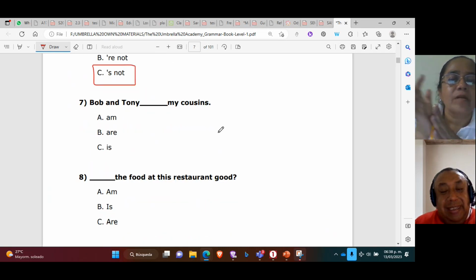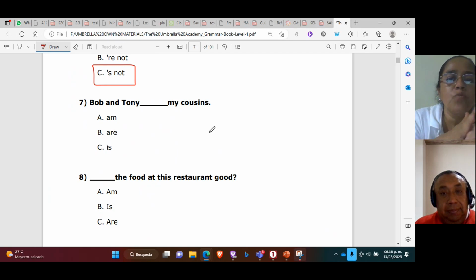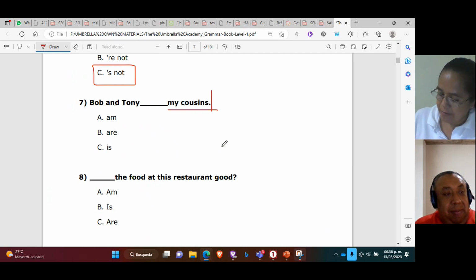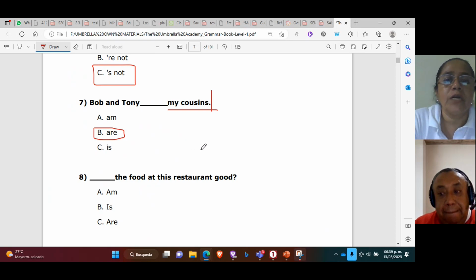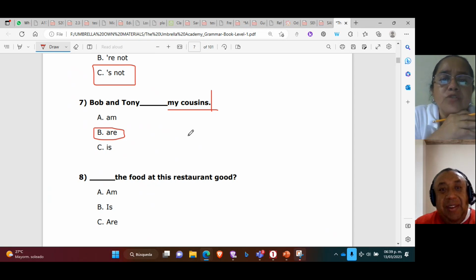Bob and Tony, my cousins. Bob and Tony son muy... Mire, my cousins. Pónganle por ahí. My cousins, mis primos. Este, Tony, R. R, exactamente. Repetimos, Mari. Bob and Tony are my cousins. Bien, otra vez. Bob and Tony are my cousins.